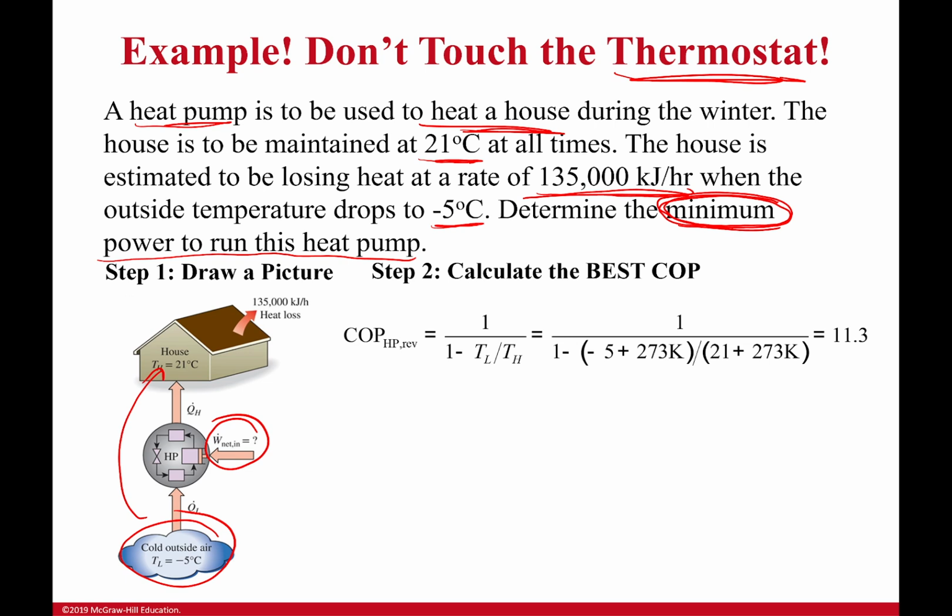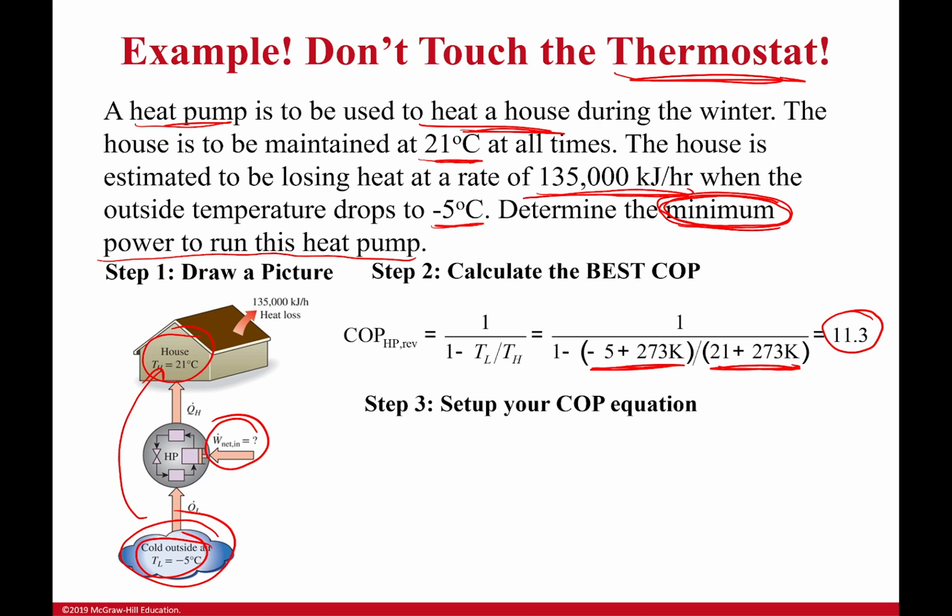So, with that being said, I plug it in here. Note I have my absolute units. That's why I had to add the 273 to each of those. Always absolute temperature in this course. I get a max coefficient of performance of 11.3. So the best I can do in any situation for these temperatures, -5 outside, 21 inside, is to move 11.3 units of energy for every unit of energy I put in. Okay, so that helps me out.